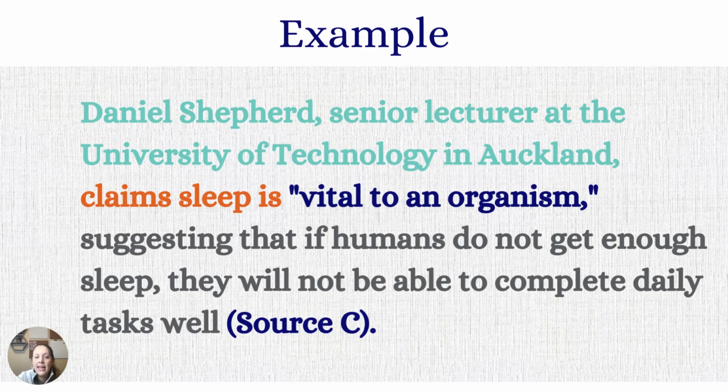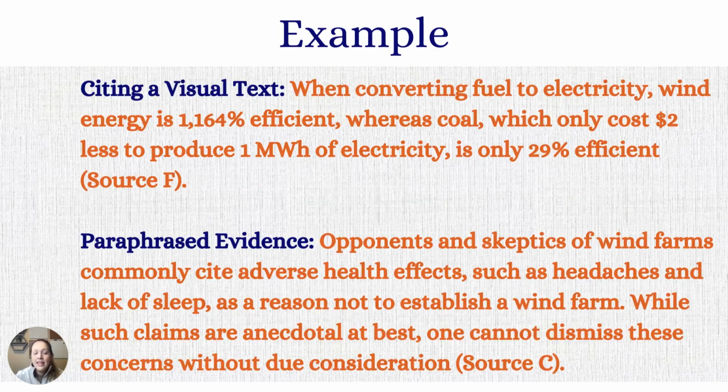Now, if I were writing this in a paragraph, I would want at least one more sentence, ideally 2 more sentences of commentary. But you can see here that evidence and commentary can go in the same sentence. So this is just one example of how to embed your evidence into a sentence of your own. Let's look at some other examples of how to include evidence and a proper citation.